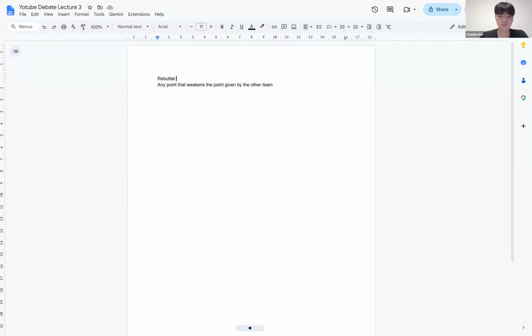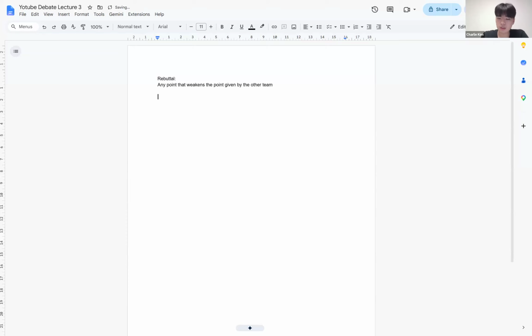So that's the definition. But a rebuttal is something that we go through in everyday life. We say that something is wrong when we're in an argument. We say that something is unimportant, and we say that our point is better. So basically, that's what a rebuttal would be.